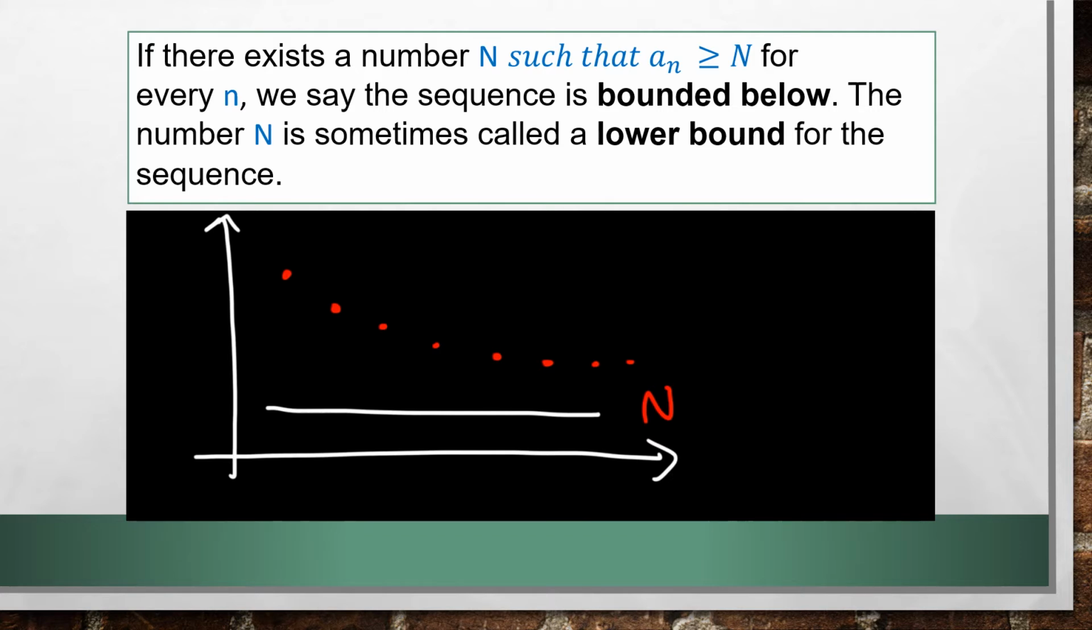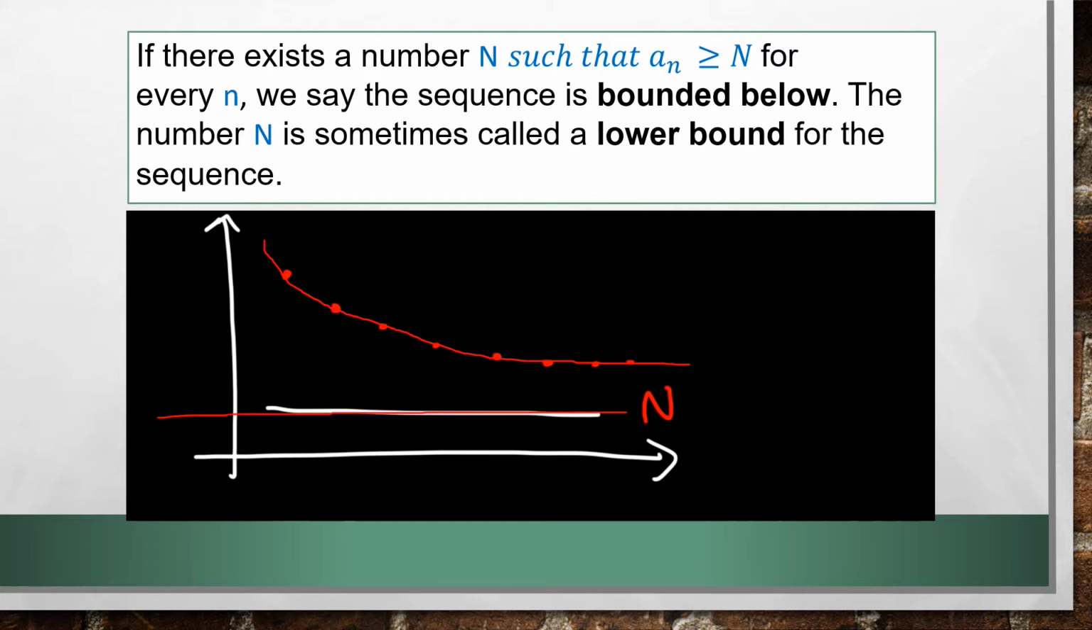In this definition, if there exists a number n such that a_n is greater than or equal to n for every n, we say the sequence is bounded below. The number n is sometimes called a lower bound for the sequence. In this given example, the graph of the given sequence is monotonically decreasing.